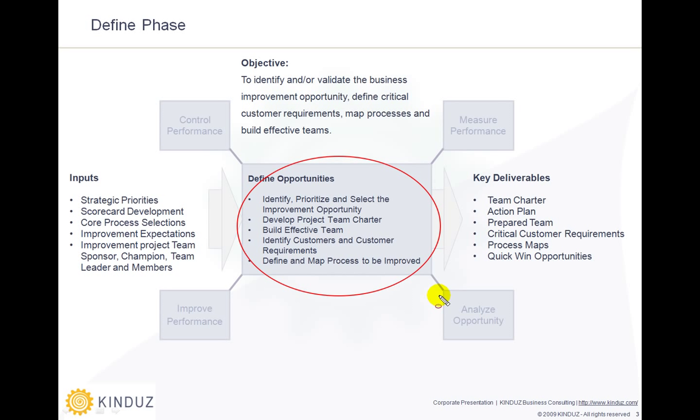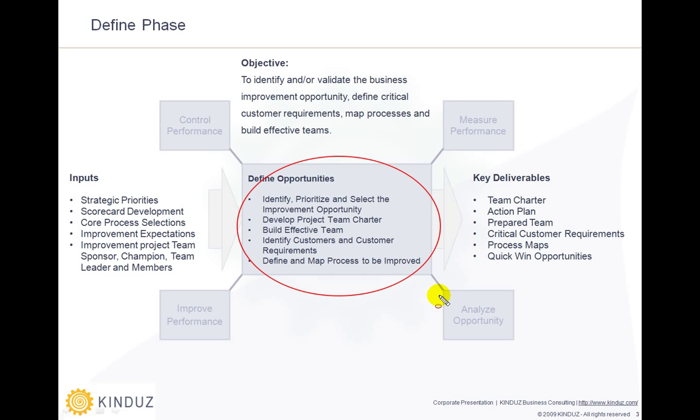You identify the customers and customer requirements. Now, this is very critical. Any business process you take, and as we have discussed in the previous presentations, Lean Six Sigma is about being customer focused. It starts and ends with customers, and therefore we identify who the customers are and what their requirements are. This is one of the most important steps of the define phase.